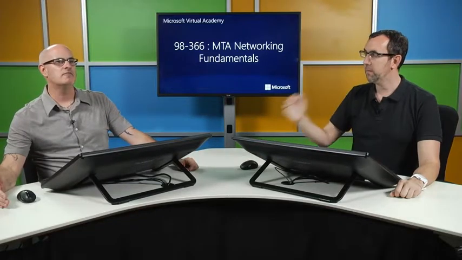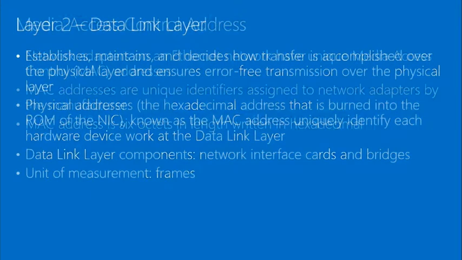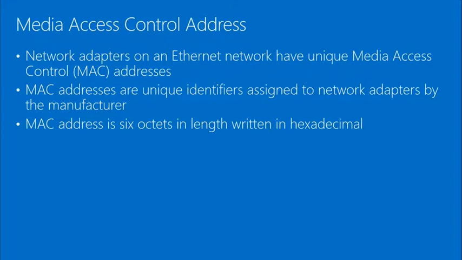Network interface cards and bridges are examples of devices at this layer, and the unit of measurement at this layer is frames. Media access control, which we've talked a bit about already, ensures unique addresses for the different devices. We've talked about what happens if devices don't have unique addresses, and manufacturers are typically assigned ranges of addresses. They're 6 octets in length, written in hexadecimal. And we're actually going to see an example on the next slide.